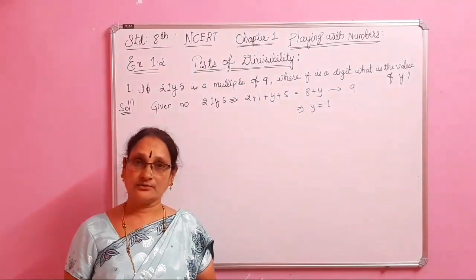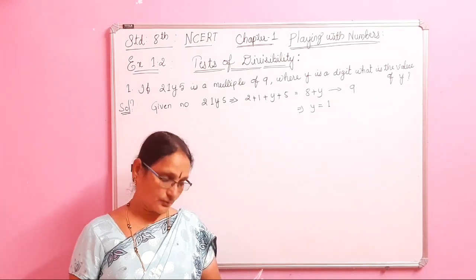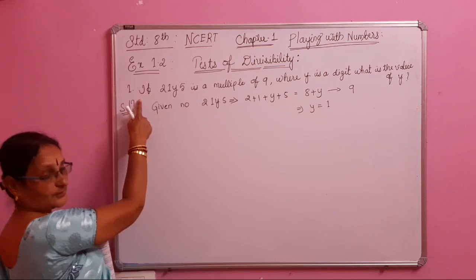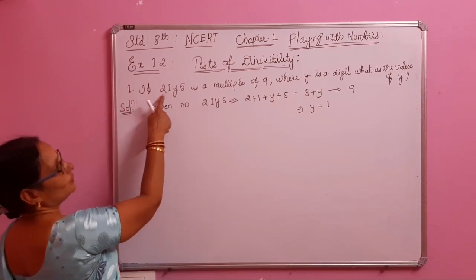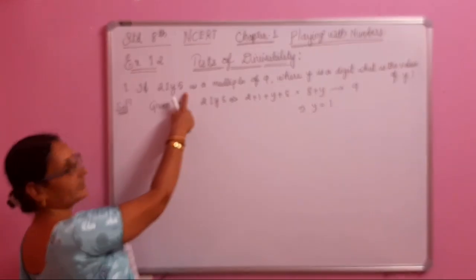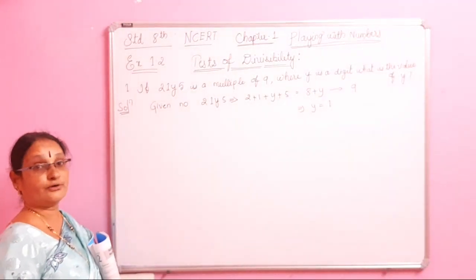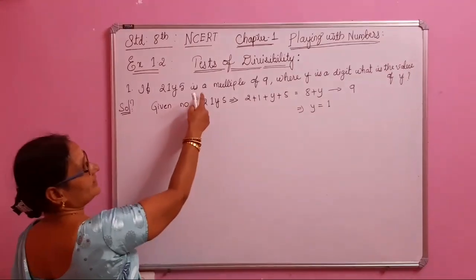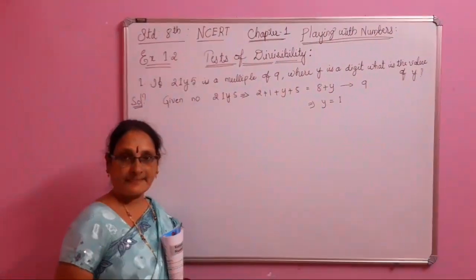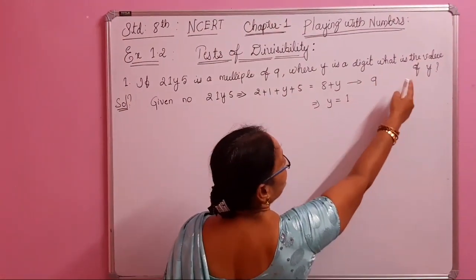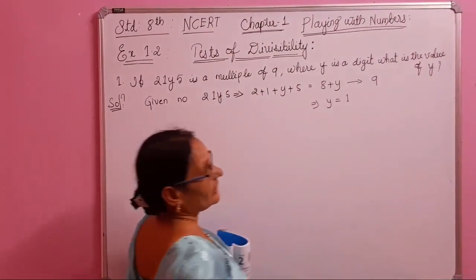Okay students, now let me solve exercise 1.2. In exercise 1.2, the first problem is: 21y5, here in the tens place there is a digit y that we have to find out. 21y5 is a multiple of 9, where y is a digit. What is the value of y? Now we have to find out the value of y.